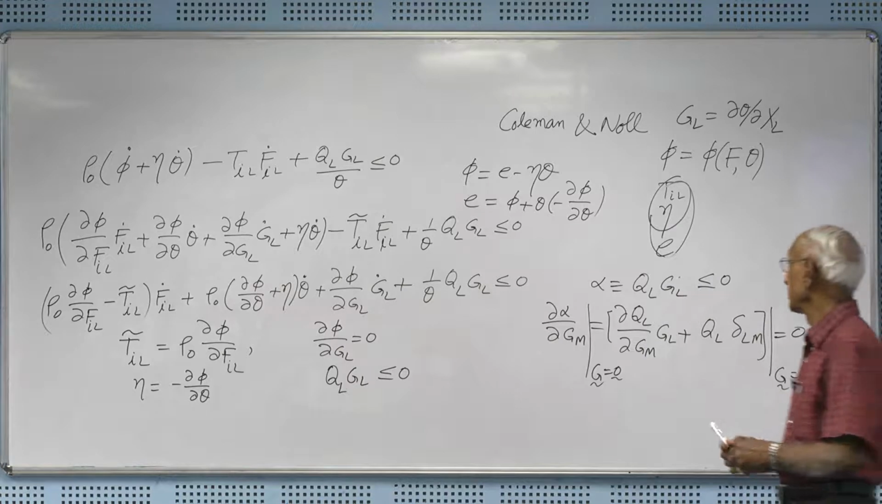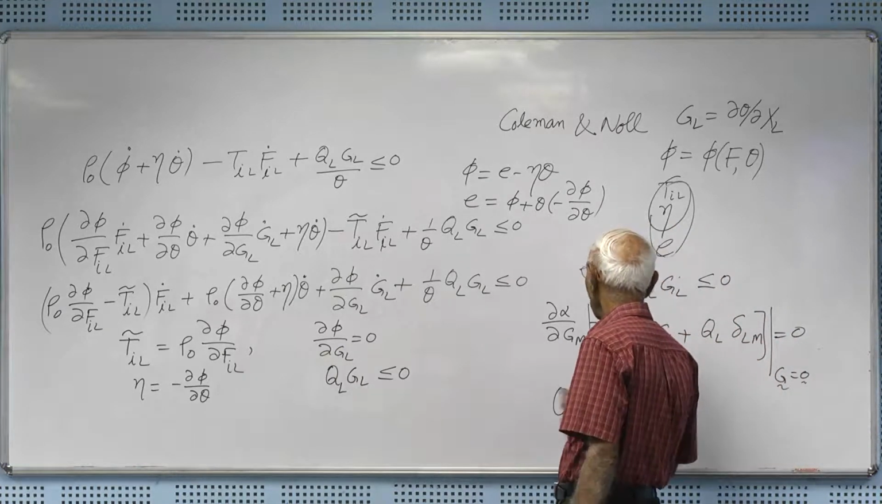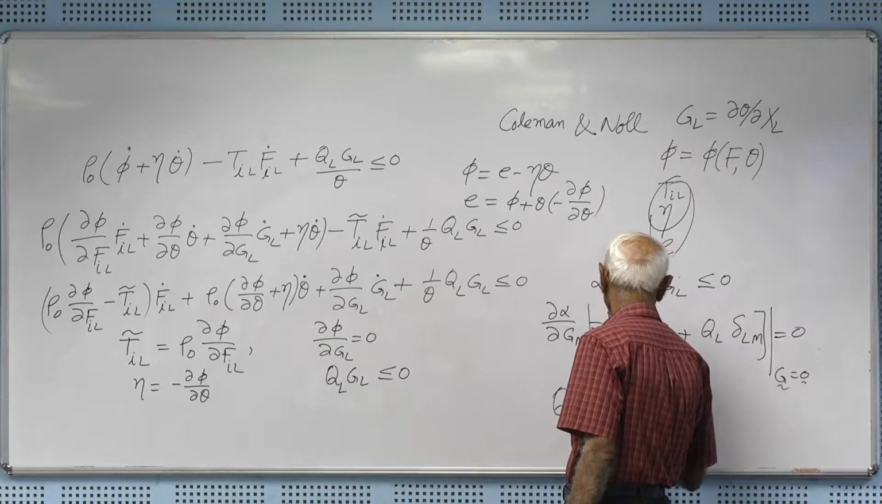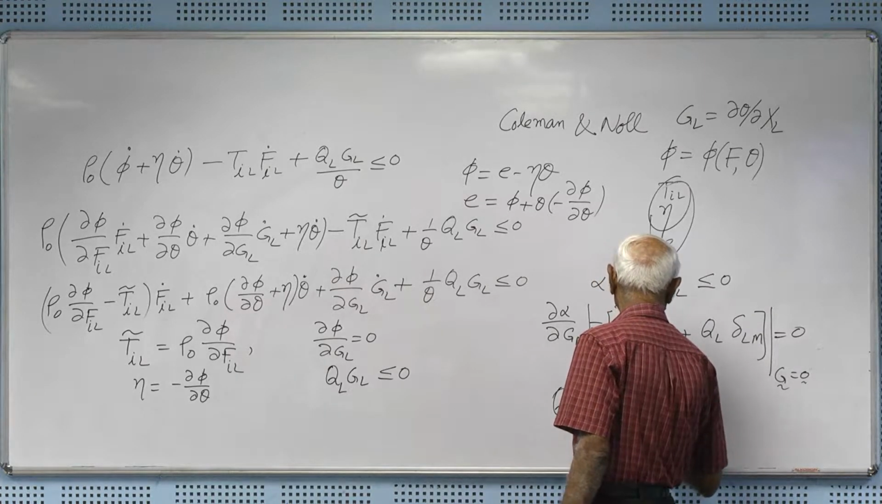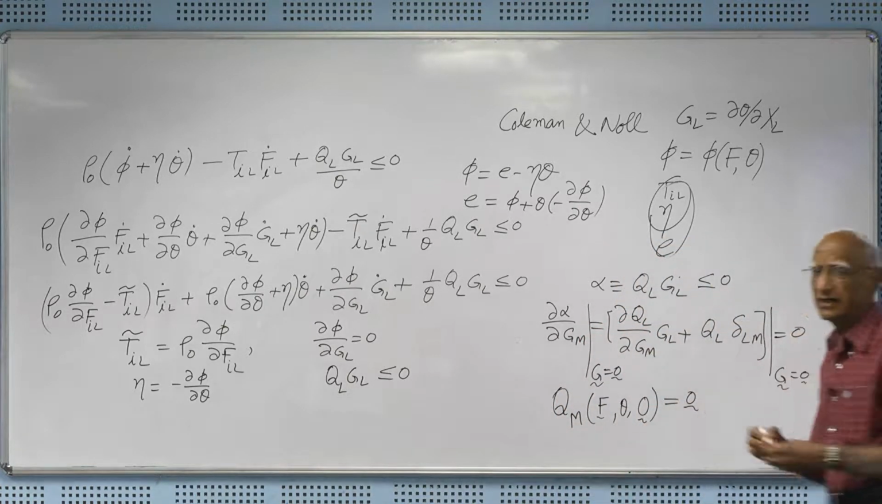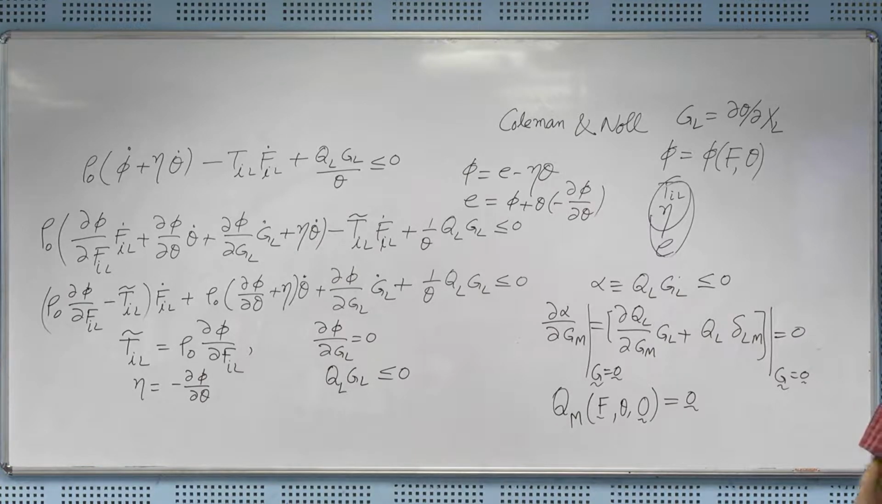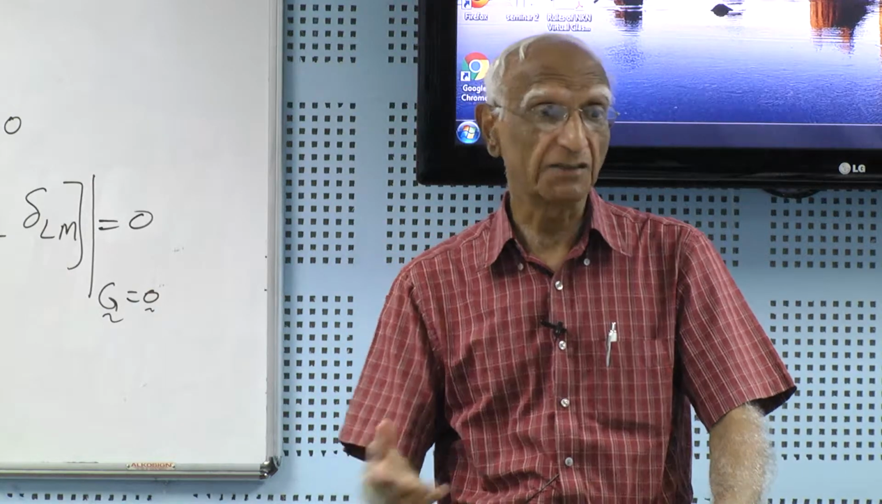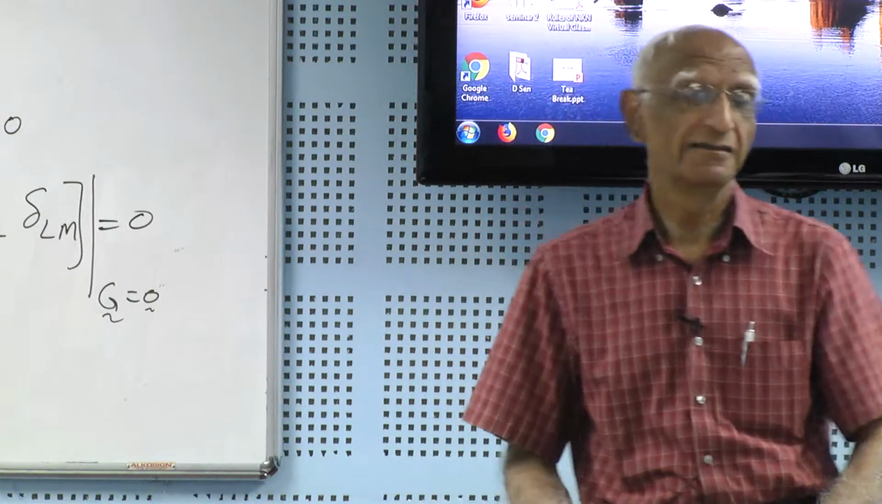So what we are getting here is that QM, the heat flux, no matter what F is, what theta is, and if G is 0, then this is 0. So no temperature gradient, no heat flux. It's good. That's what Fourier's law said: in the absence of temperature gradient, there is no heat flux. I mean, we are getting this from the entropy inequality rather than making an assumption.